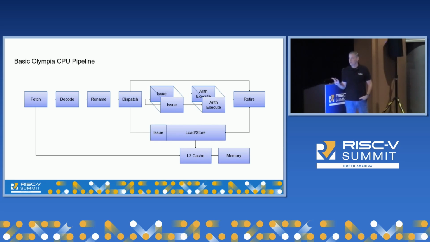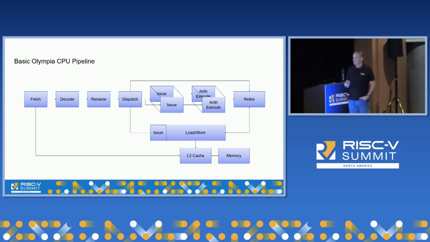This is our basic Olympia CPU pipeline that we have currently modeled. We have a very simplistic fetch front end with a very simplistic branch prediction API, so you can swap in different branch predictors. That's under development. Simple decode, which has a fantastic framework that was developed that allows us to try different decode fusions and capabilities. That's also a part of it.